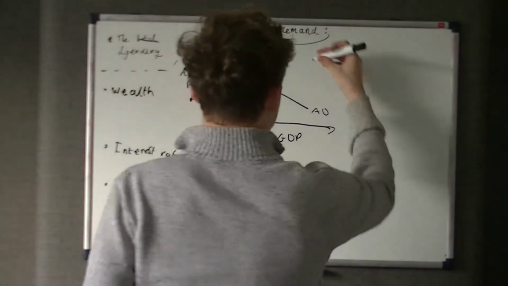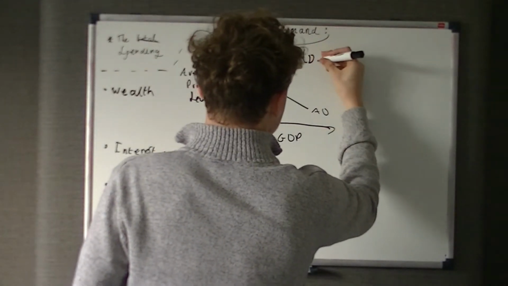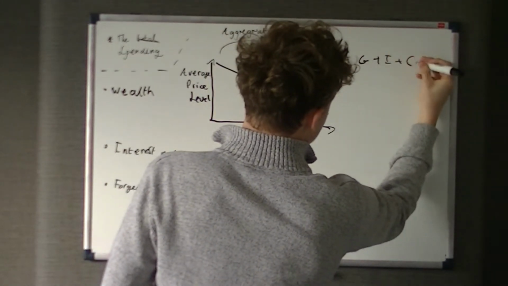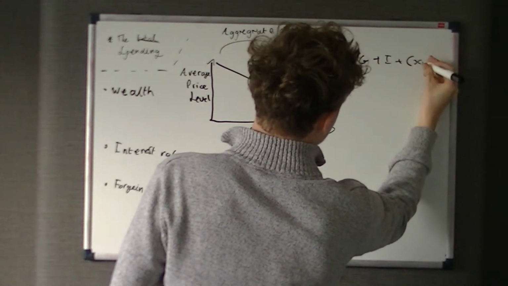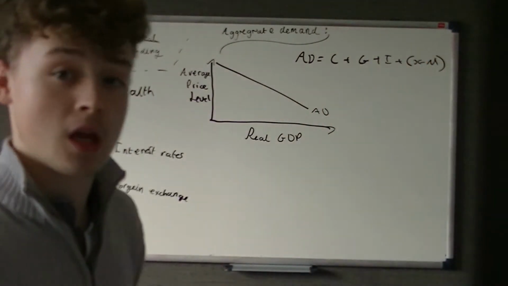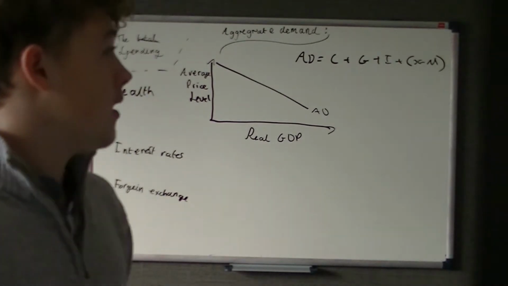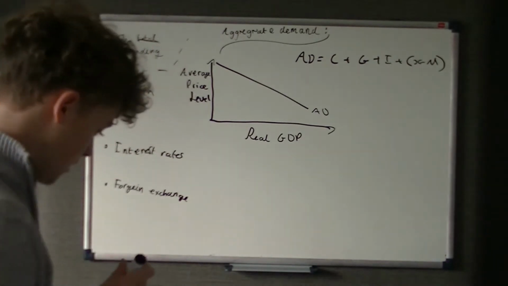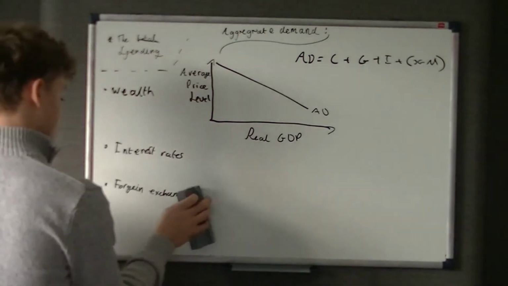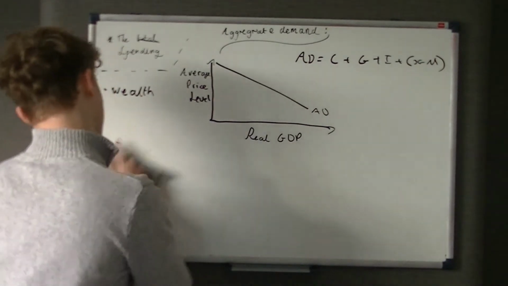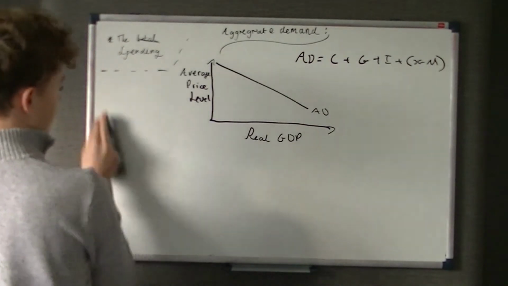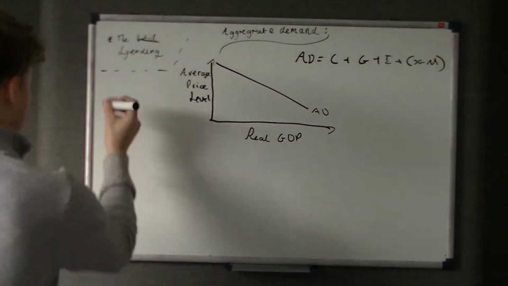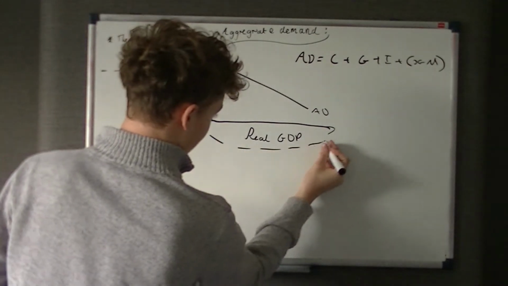Now, I said certain determinants in there. So what is aggregate demand? How do we calculate it? Well, AD equals C plus G plus I plus X take M. So consumer spending plus government spending plus investment plus net exports. As you can see from net exports, if our imports increase, then our net exports decrease, and vice versa, obviously. So hopefully that's cleared a little bit of aggregate demand trouble up if you had any.